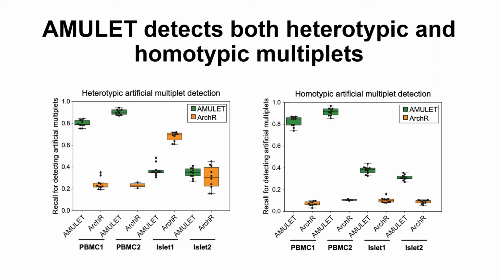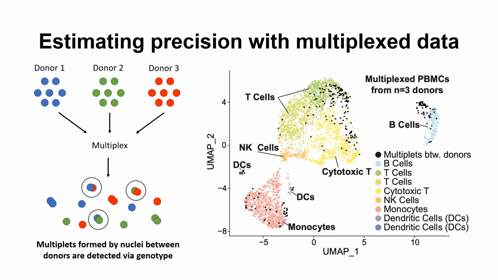Although recall informs us of how well each method can detect multiplets, we also need to understand precision to measure how many false positives are called by each method. However, the difficulty to determine true singlets and measure precision prompted us to apply a different approach. For this, we turn to multiplex data from 3 donors where multiplets between donors can be identified with high accuracy when using genotype information. Using Vireo to detect multiplets between donors, we estimate precision for both AMULET and Archer.